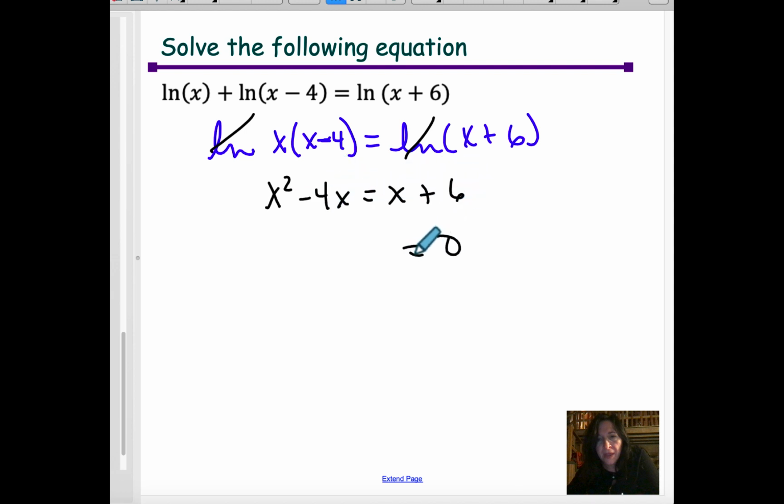We're going to set this equal to 0 because it's quadratic. We get x squared, subtract x from both sides, so that's minus 5x, and then minus 6.